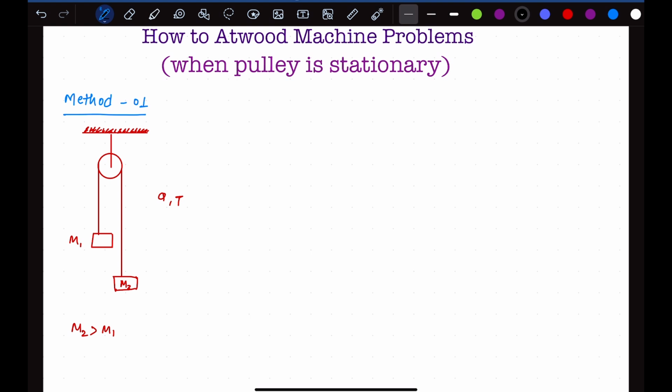Here I have taken m2 greater than m1, and we know that if this mass goes down with acceleration a, then the other will go up with acceleration a. This is a common thing: because the length of the string is constant, if it displaces by x distance, the other will go up by x distance. The same applies for acceleration and velocity. So I have taken acceleration a; for m2 it's downward, for m1 it's upward.